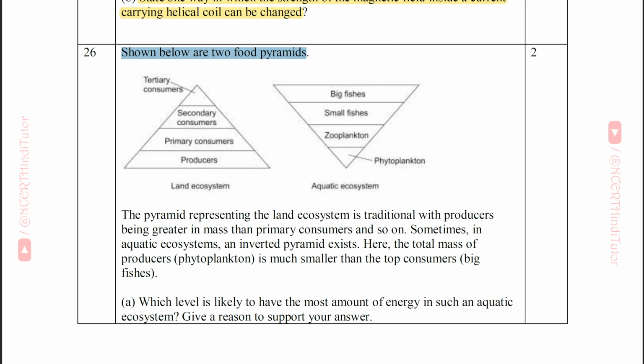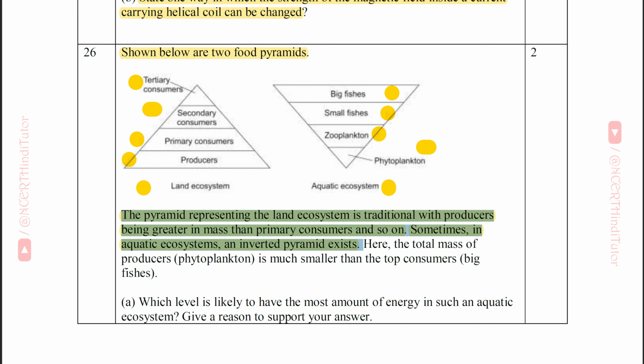Shown below are two food pyramids: tertiary consumer, secondary consumer, primary consumer, producers, land ecosystem, big fishes, small fishes, zooplankton, phytoplankton, aquatic ecosystem. The pyramid representing the land ecosystem is traditional, with producers being greater in mass than primary consumers and so on. Sometimes in aquatic ecosystems an inverted pyramid exists. Here the total mass of producers, phytoplankton, is much smaller than the top consumers, big fishes.